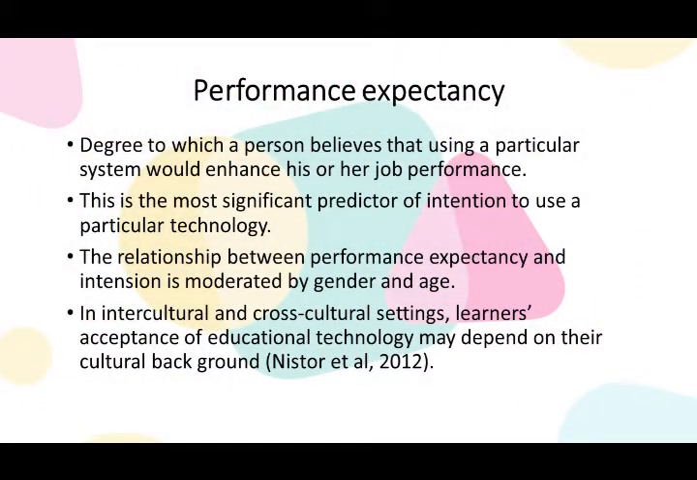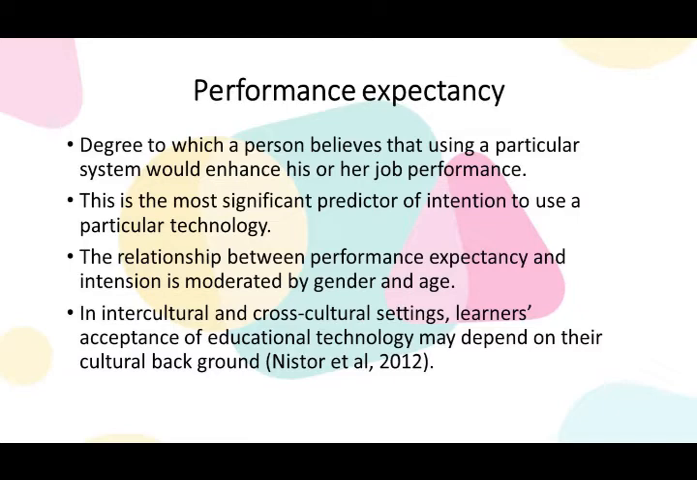Performance expectancy. This is the degree to which a person believes that using a particular system would enhance his or her job performance. Performance expectancy construct is the most significant predictor of intention to use a particular technology. The relationship between performance expectancy and intention is moderated by gender and age. According to research, gender differences indicate that men tend to be highly task-oriented. Therefore, performance expectancy, which is task-oriented, is likely to be salient to men.